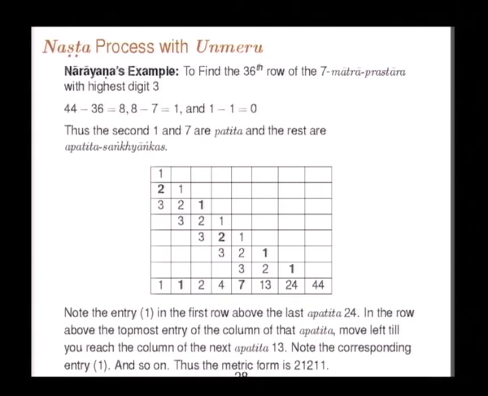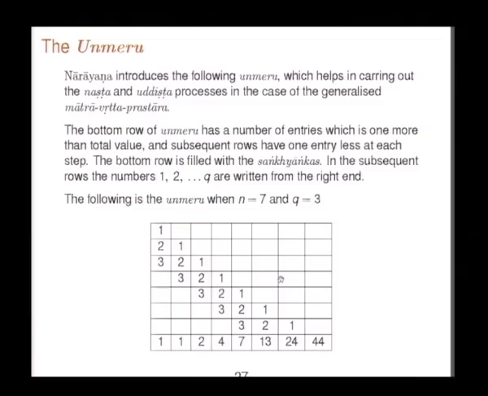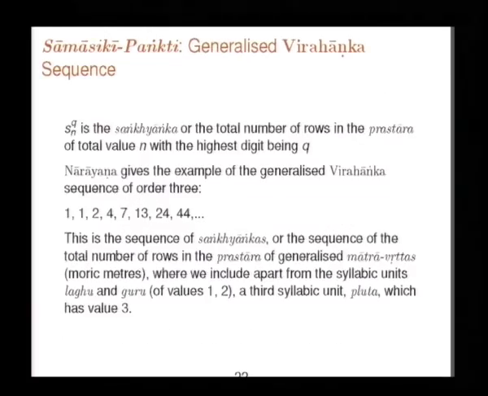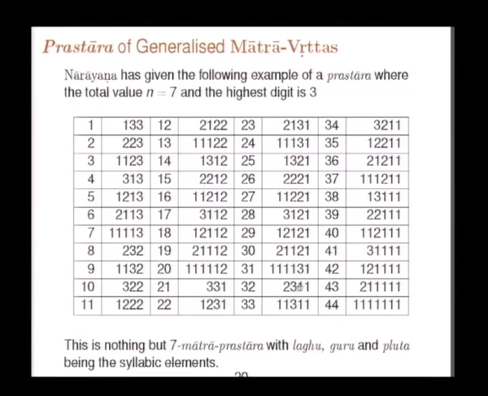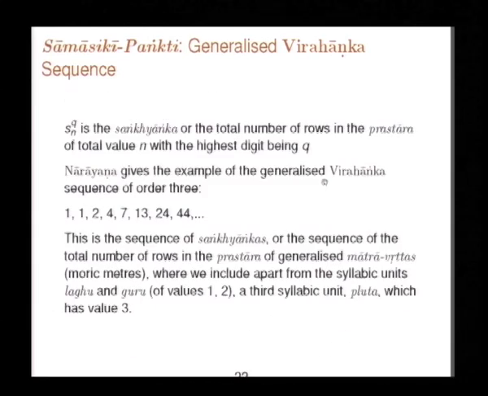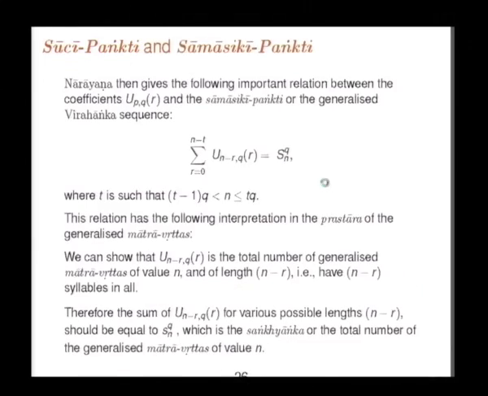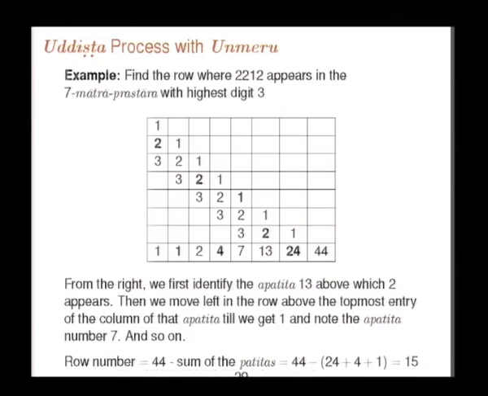So, the 36th row is used to identify the patita and apatita sankhyas. So, only two sankhyas are patita, 7 and 1. So, let us see the 36th row. The 36th row is 21211. Okay. So, this is Nashta with the Unmeru. Now, Uddishta.